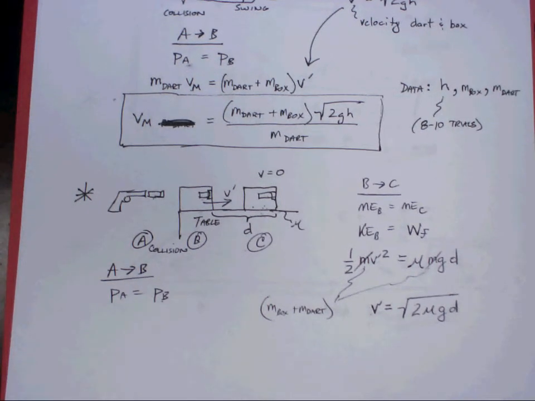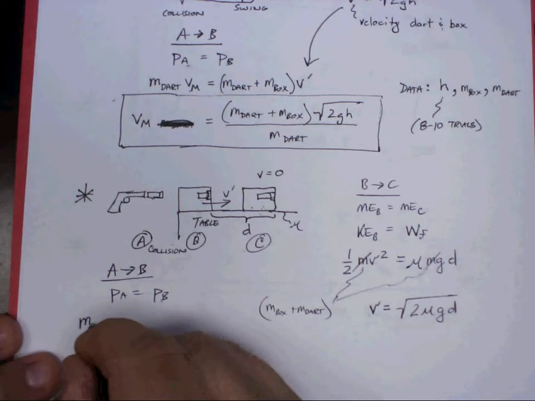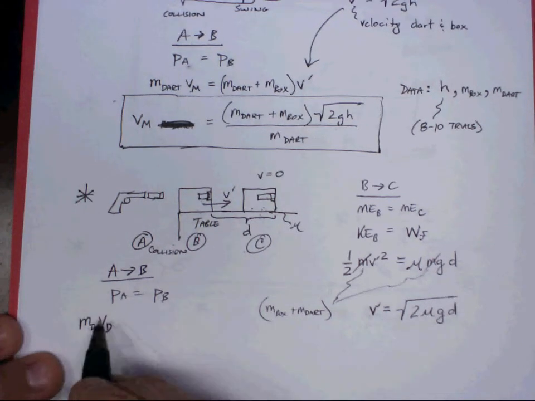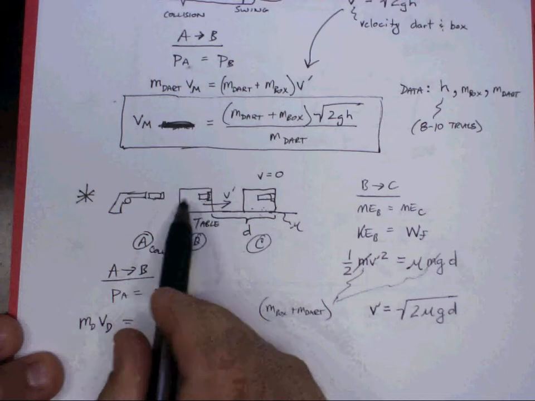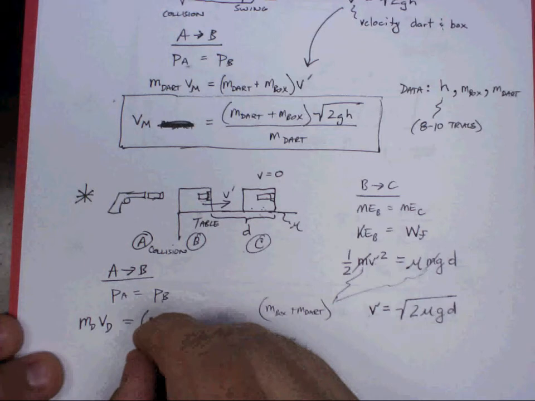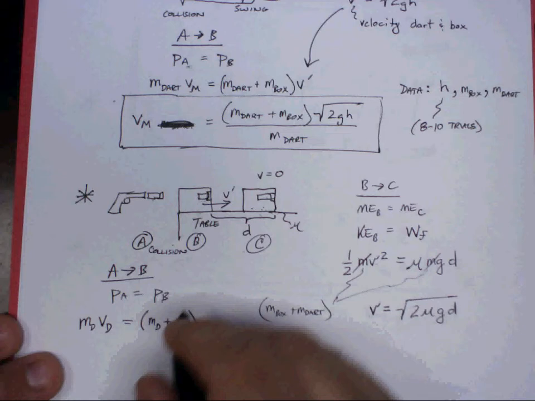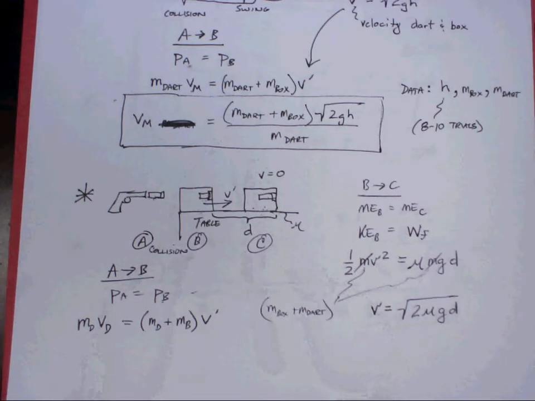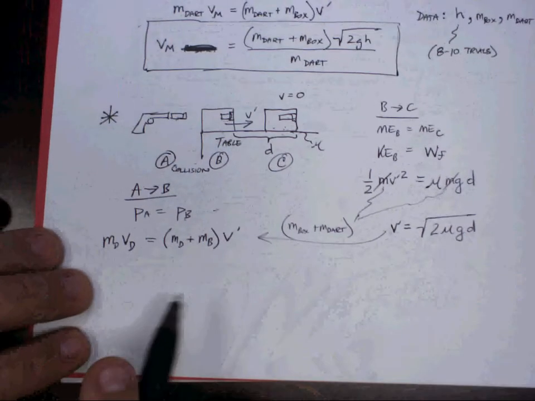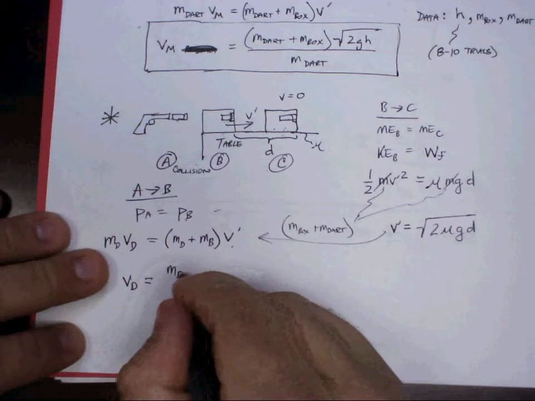So now, like we did up above, we need to go back and do from A to B. What kind of physics concept do we look at from A to B? Well, it's a collision, so what are we going to do? Conservation of what? Yeah, we're going to say the conservation of momentum: momentum of A equals the momentum of B. What is the momentum of A? Mass of the dart times what? The velocity of the dart. That's what we're ultimately looking for.